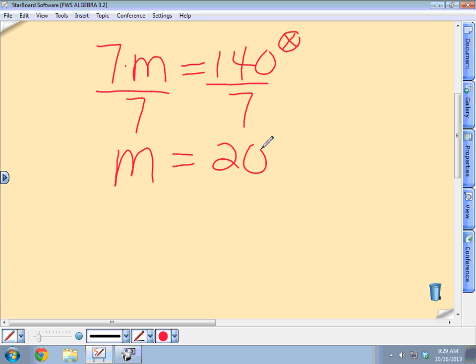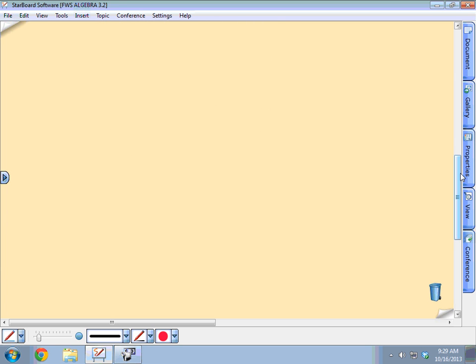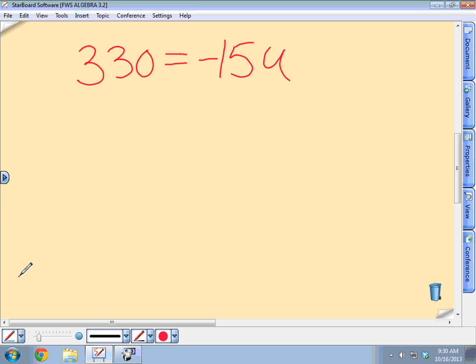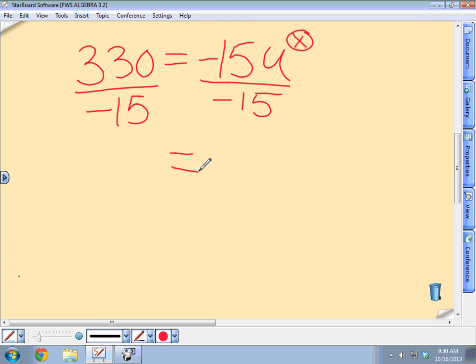Let's see if there's any more. Yeah, let's do number 6 together because number 6, we have a negative. So let's see. Number 6, 330 equals negative 15u. Okay. So what am I going to do first, Gianna? You divide 330 by negative 15. And what do I do to this side? Divided by negative 15. And what am I left with?